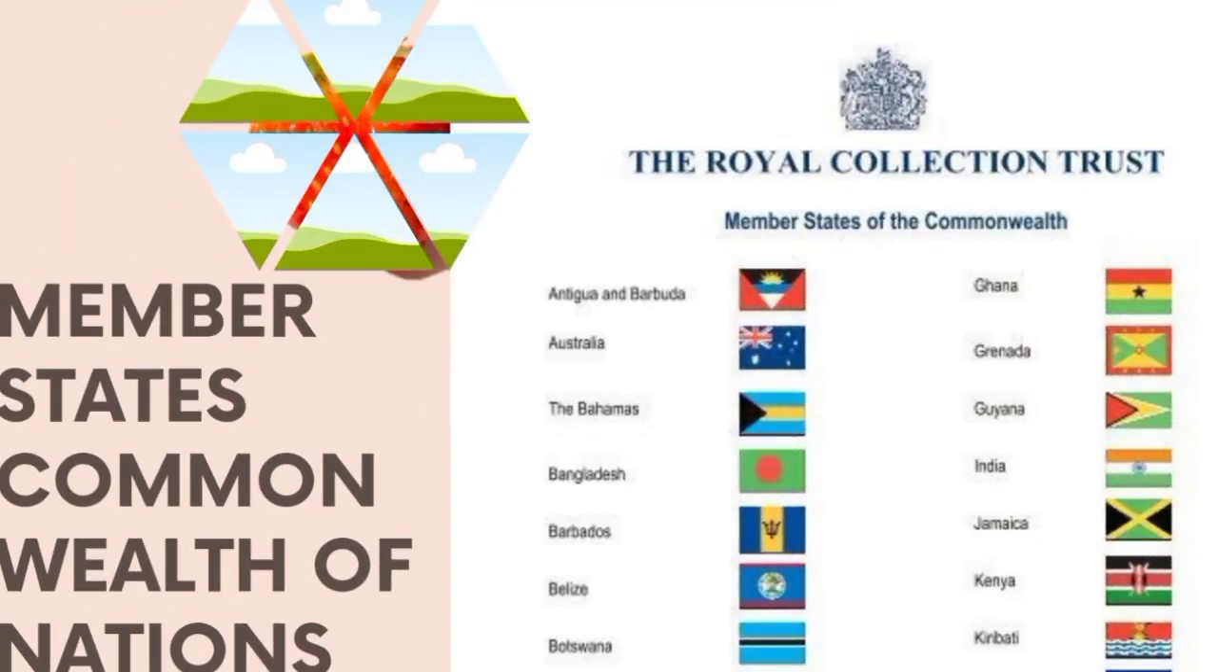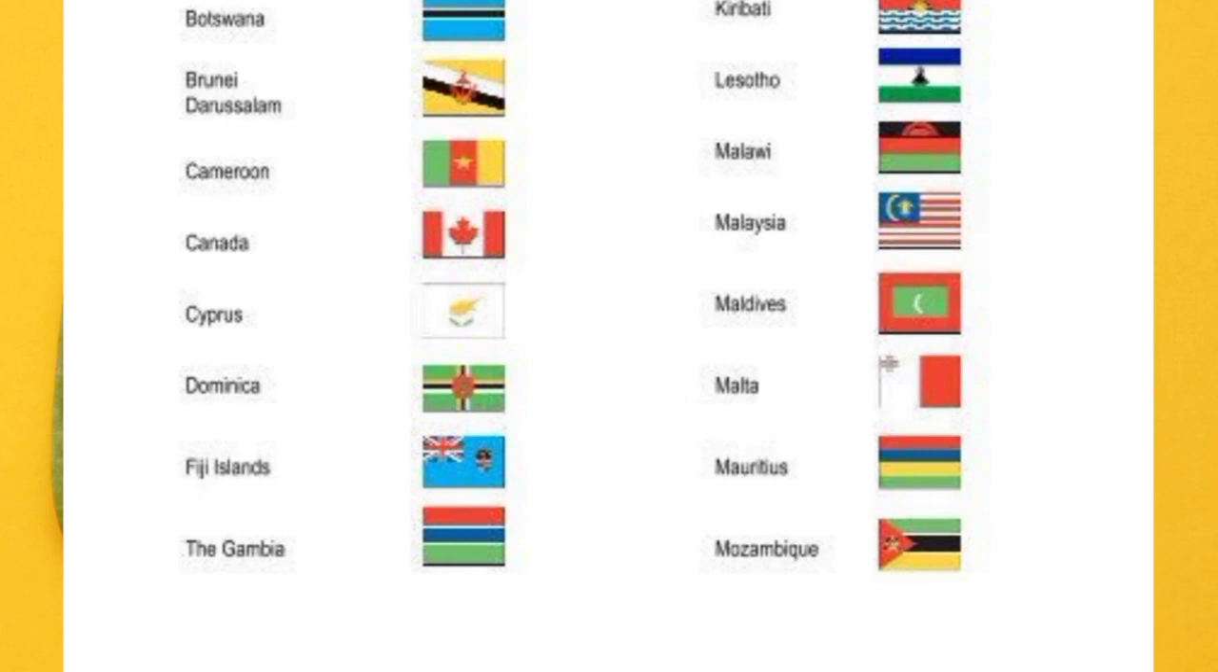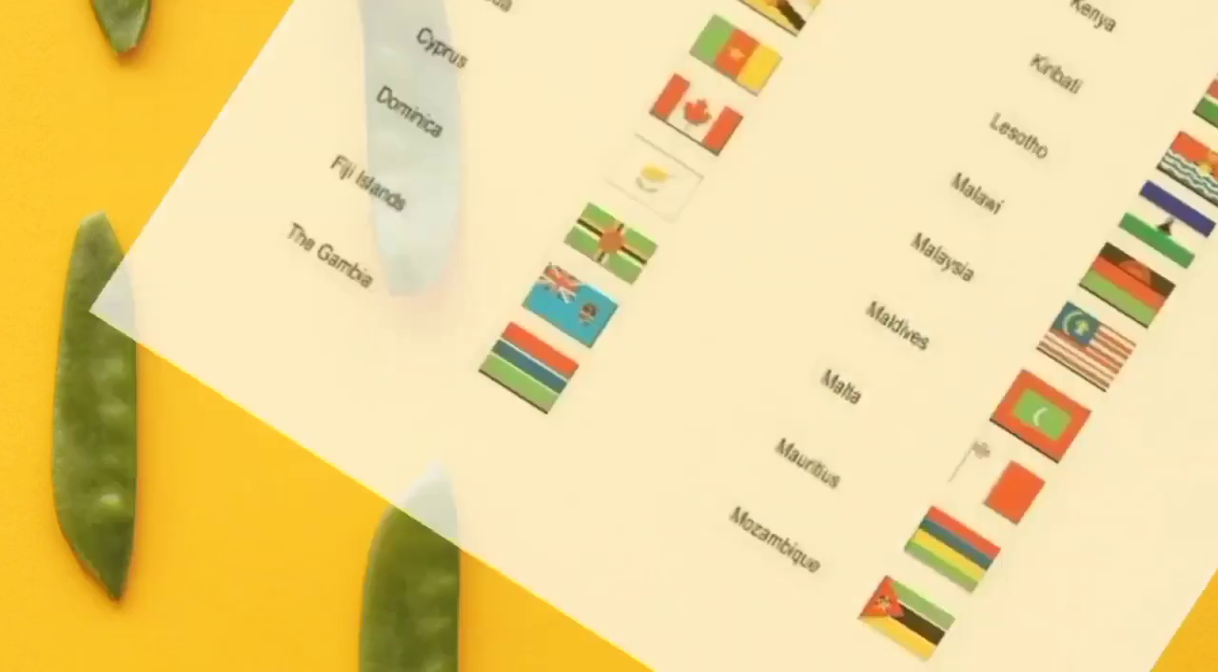Now, member states of the Commonwealth of Nations, we've discussed before that the head of the Commonwealth of Nations is the British monarch. Okay. So, these member states are independent states, like we said earlier. They are 56 in number and they come together for the economic well being and interests of member countries.